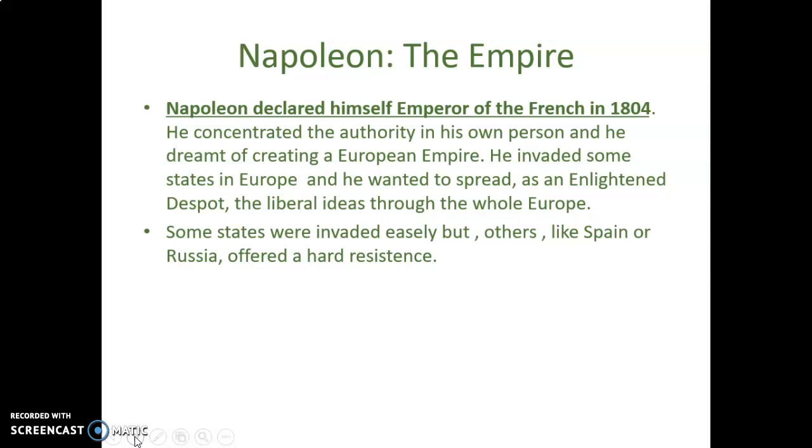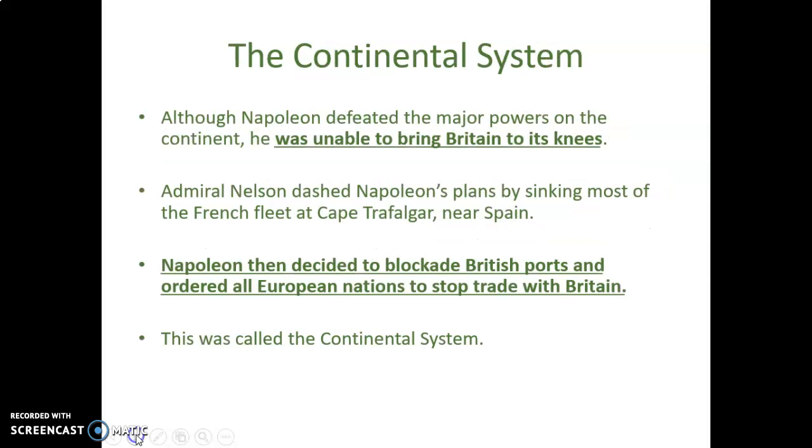Keep in mind, he does this. He is seen as a liberal despot. He's seen as an enlightened figure. He sees himself as a liberator, and for the most part, he is seen as a liberator, but later in his empire, he's going to be seen as a dictator. So some states were invaded easily, but others, like Spain and Russia, offered resistance, and they're going to see him as a dictator.